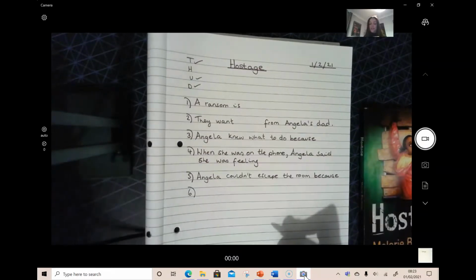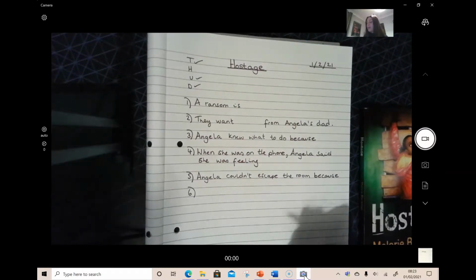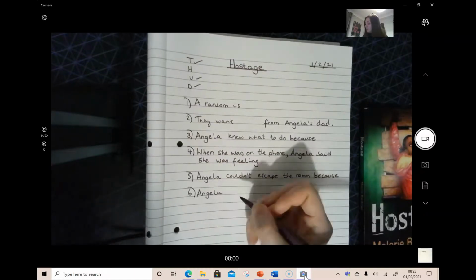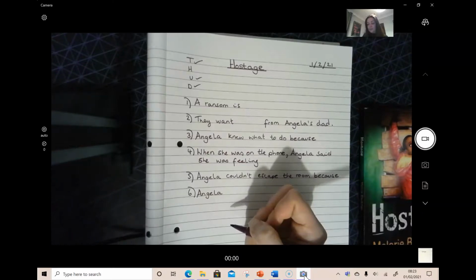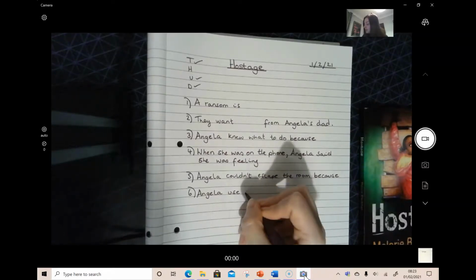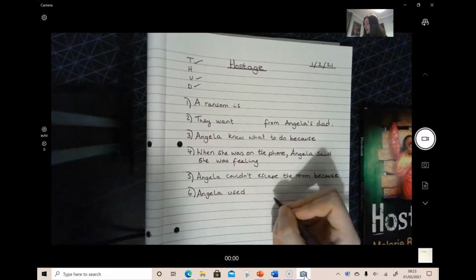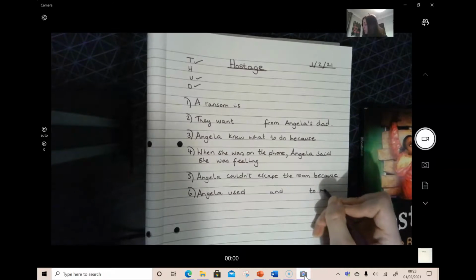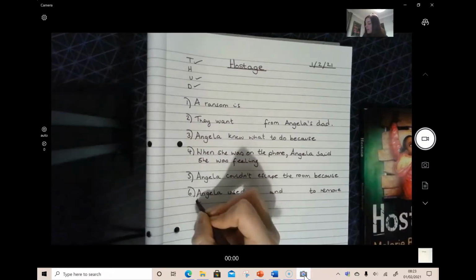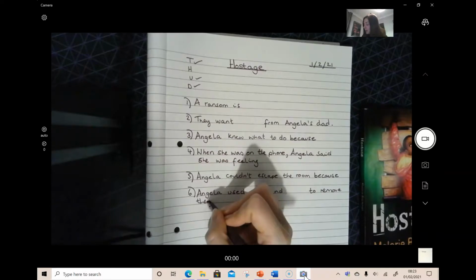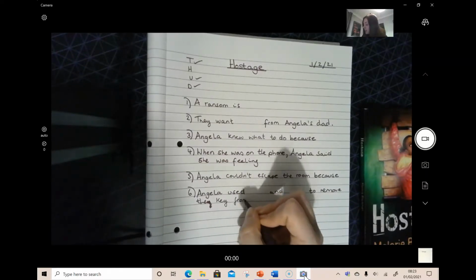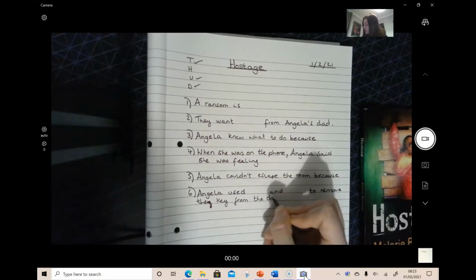And sentence 6, what did she use to remove the key from the door? Oh, that's a good one. Angela used 2 things actually, something and something else, to remove the key from the door. Full stop.